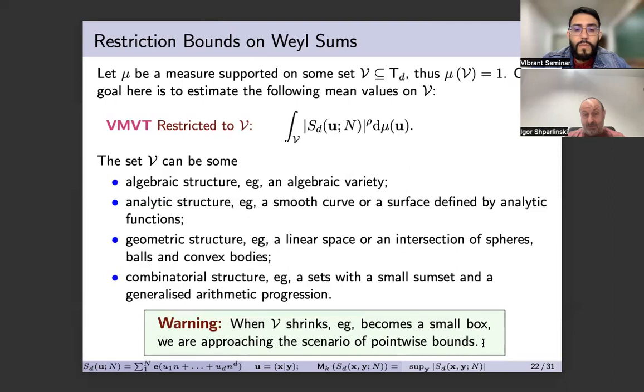Sorry. So when you say mu of V is one, that's just a normalization? Yeah, just normalization. You can forget about mu. You can always think that we integrate with respect to the Lebesgue measure, and we just change the shape of the set V. Okay, I got it, because at first I thought you were taking a set with full measure in the torus, but no. This is a normalized measure on V. No, V is a small set. The smaller, the harder, basically.